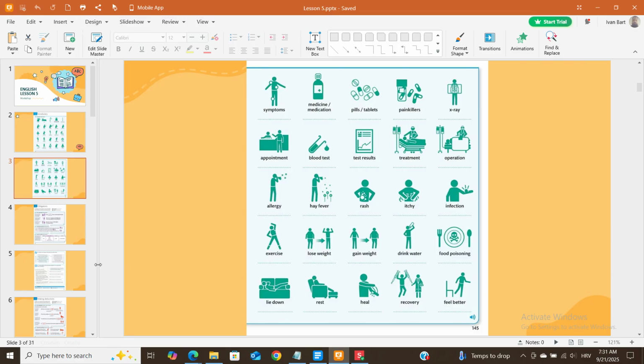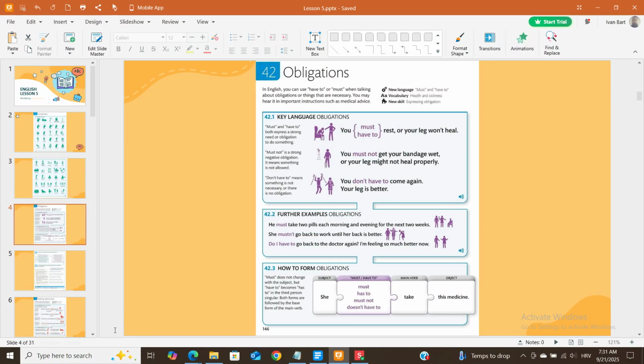145. 42 Obligations. In English, you can use have to or must when talking about obligations or things that are necessary. You may hear it in important instructions such as medical advice. 42.1 Key language: obligations. Must and have to both express a strong need or obligation to do something. Must not is a strong negative obligation. It means something is not allowed. Don't have to means something is not necessary or there is no obligation.